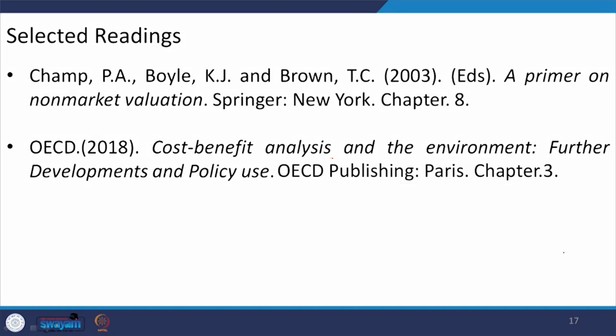So, for non-market valuation, we have these two broad types of approaches, and for more detail you can also follow these readings. These are the OECD readings for cost benefit analysis, and the second is a text you can use. This is the non-market valuation book by these authors, and you can follow chapter 8 to find out about the revealed preference method only.